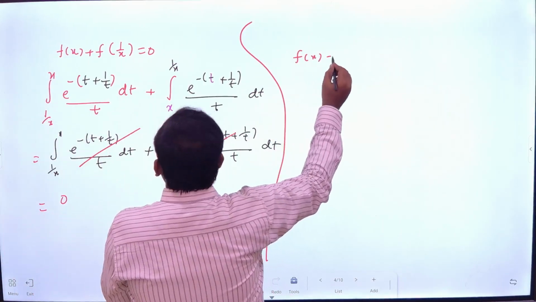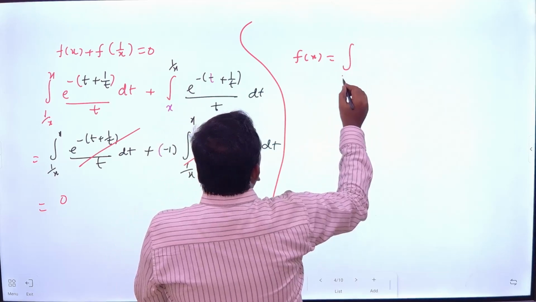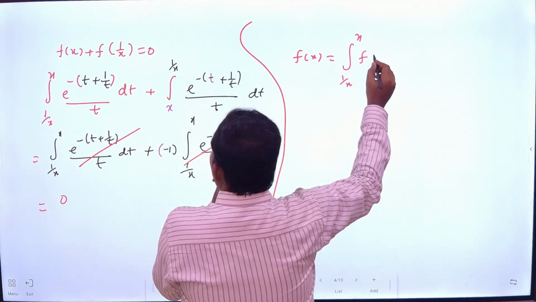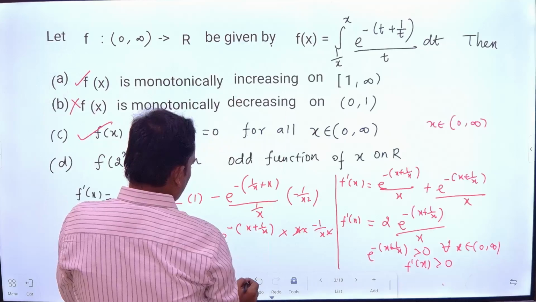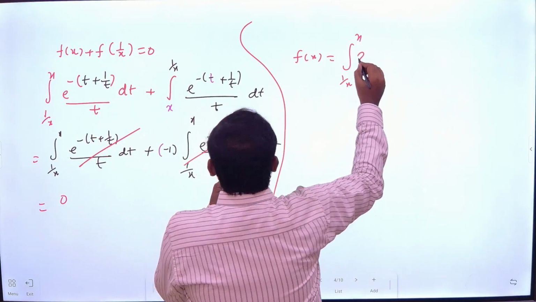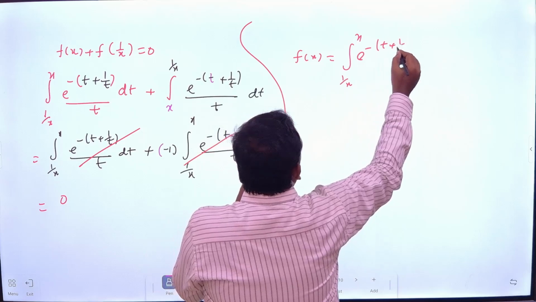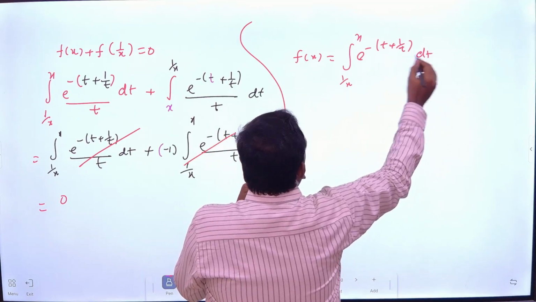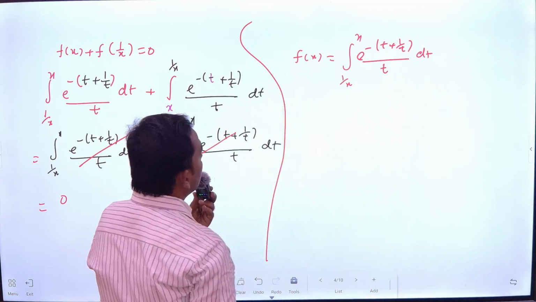What is f of x? Integration of 1 by x to x, f of... just 1 minute. Okay, e power minus t plus 1 by t into dt by t, right?